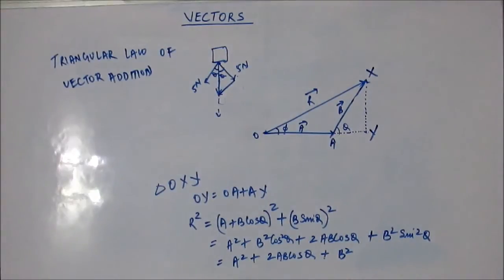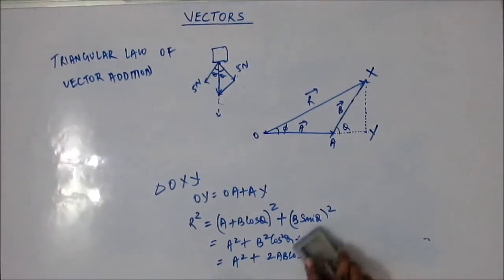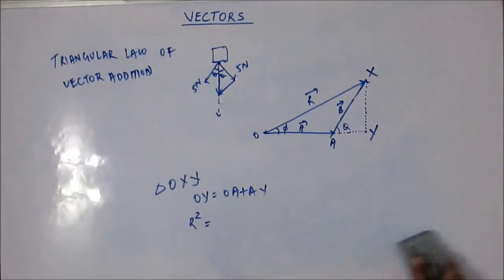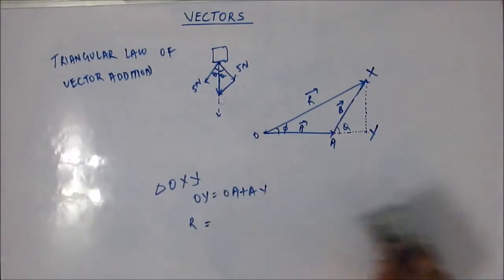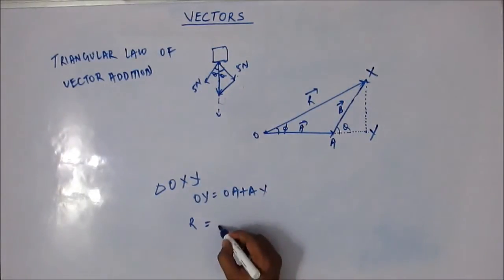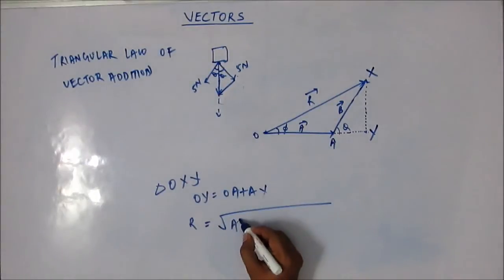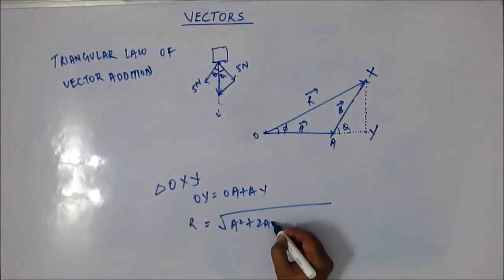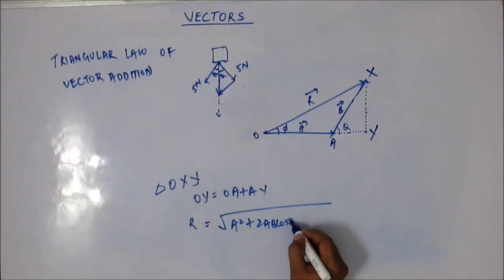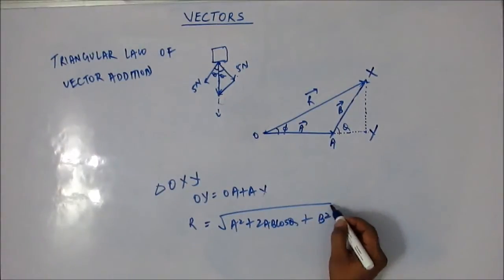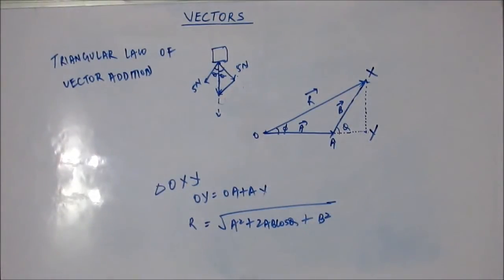So you have now a mathematical formula for finding the resultant vector R square. R square is equal to A square plus 2AB cos theta plus B square. So the magnitude of the resultant vector is root over A square plus 2AB cos theta plus B square. This is how you will find the resultant vector.